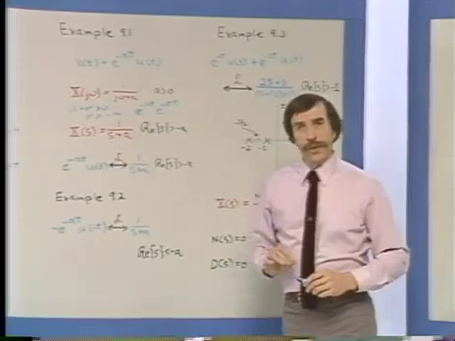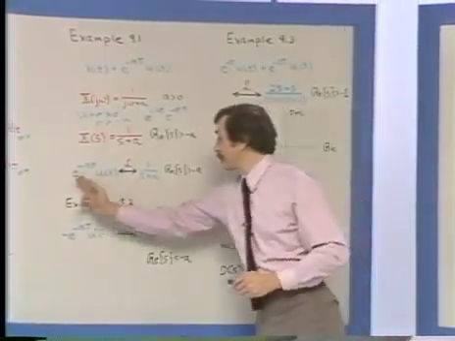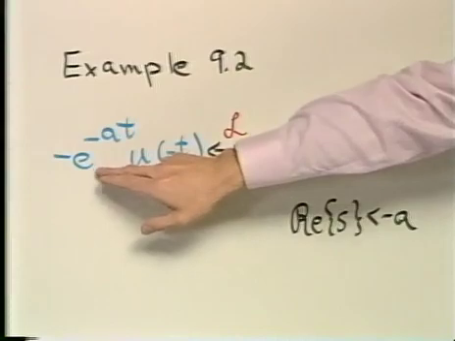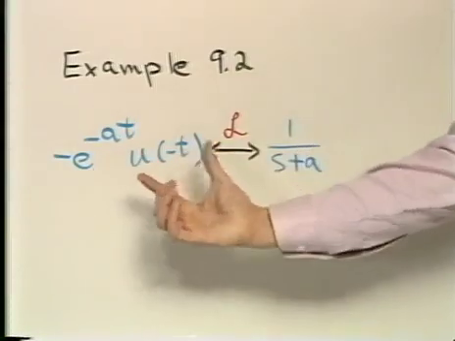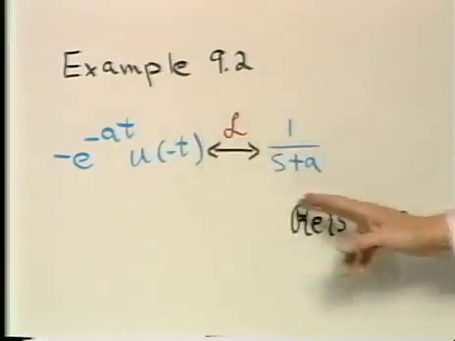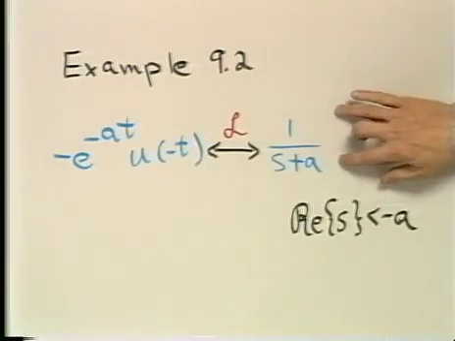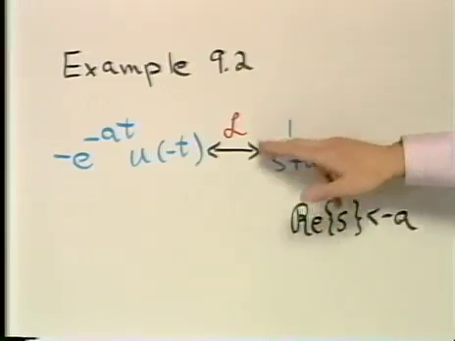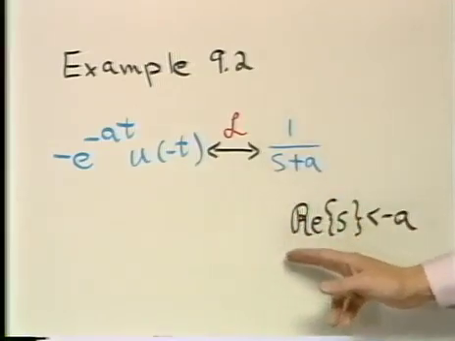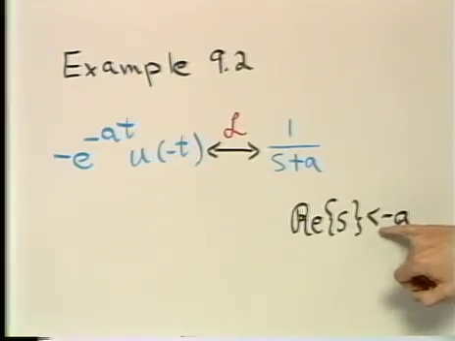Just to underscore that point, let me draw your attention to another example in the text, which is example 9.2. In example 9.2, we have an exponential for negative time, 0 for positive time, and if you carry through the algebra there, you end up with a Laplace transform expression, which is again 1 over s plus a, exactly the same algebraic expression as we had for the previous example. The important distinction is that now the real part of s is restricted to be less than minus a.